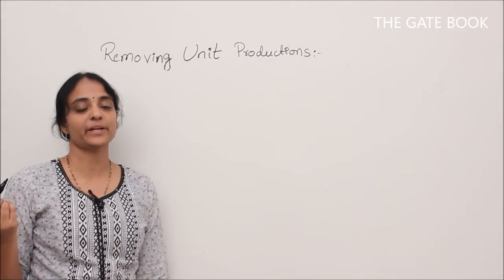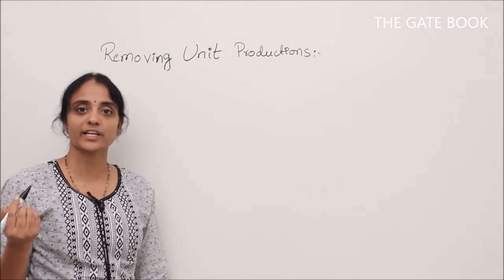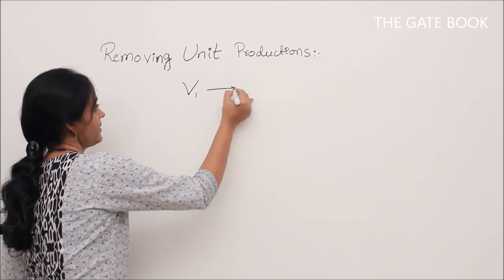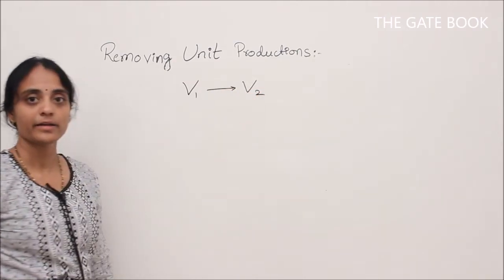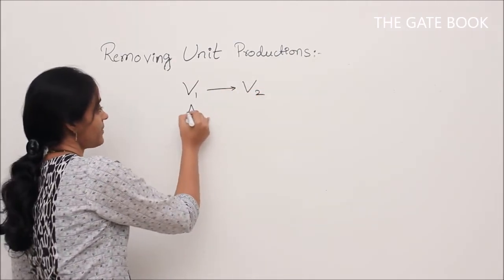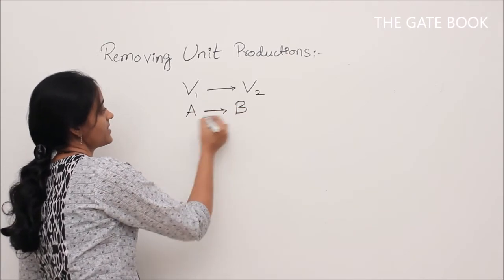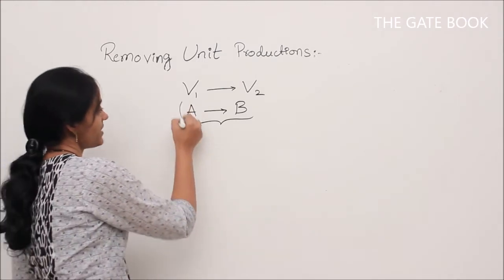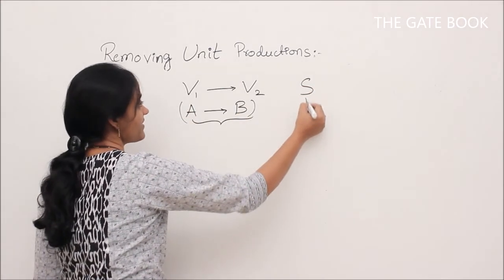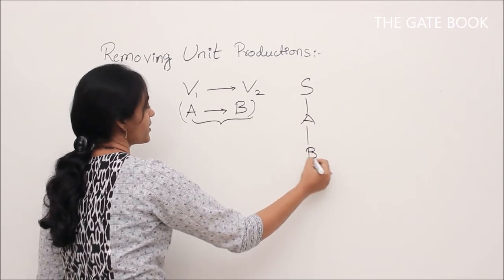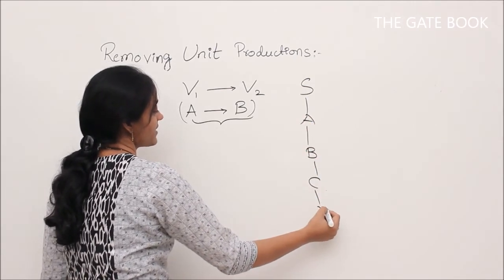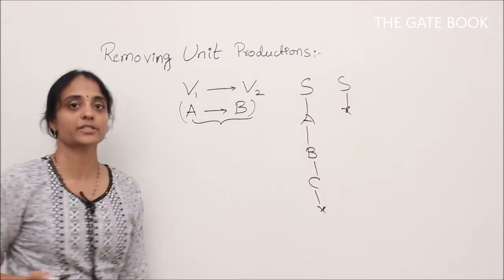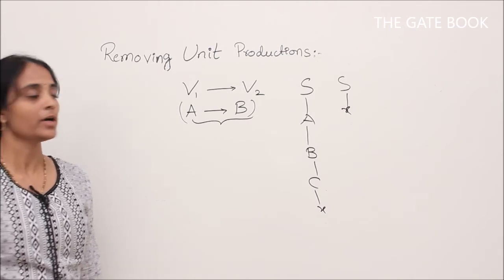Now we will see one more step in cleanup, that is removing unit production. What is a unit production? First of all, a single variable deriving another single variable is called a unit production. Suppose if the grammar contains a production like this, it is called a unit production. Why are we trying to remove them? Because they don't add much value, right? Suppose if we see a derivation tree, if there are many unit productions like this, and finally it's deriving one particular thing, why can't we directly have that instead of applying so many productions, right? So it's always good to remove unit productions.